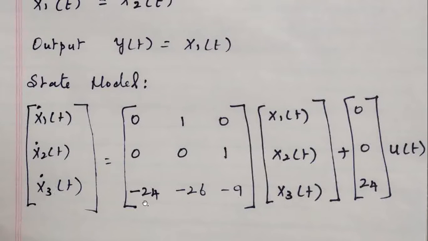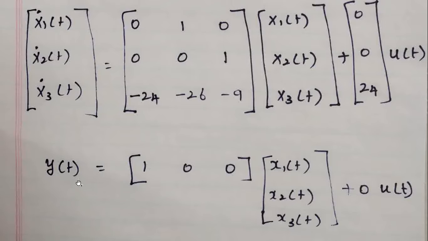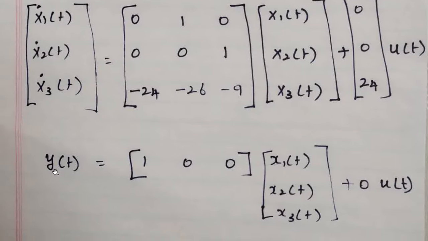So x3 dot of t is minus 24 x1 of t minus 26 x2 of t minus 9 x3 of t plus 24 u of t. This is the state equation. Now the output equation: y(t) is x1(t). So y(t) is 1 x1 of t plus 0 x2 of t plus 0 x3 of t plus 0 u of t. Together, the state equation and output equation are called the state model.